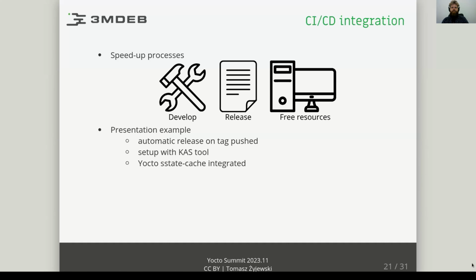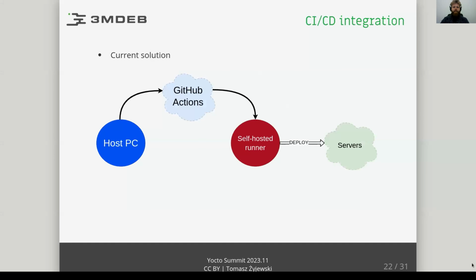So in our DTS layer, we are using CI/CD to speed up the release process, which is created after we push some tag to the GitHub repository. As I mentioned, we are using CAS there, so we need to integrate usage of the CAS tool into our CI/CD environment. And also we have some other servers to which we are pushing our sstate cache, which speeds up the whole build process. So in the current solution, we have a host PC. When we push our tag to the GitHub repository, GitHub Actions gets it and starts a build job on our self-hosted runner, which then realizes the build and deploys images to the servers.